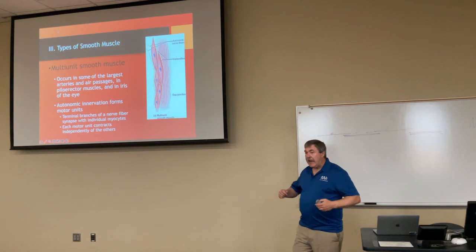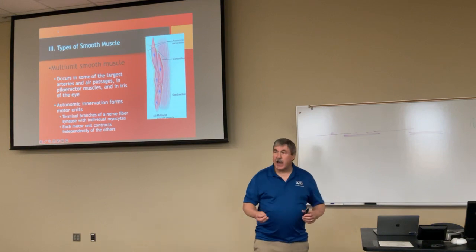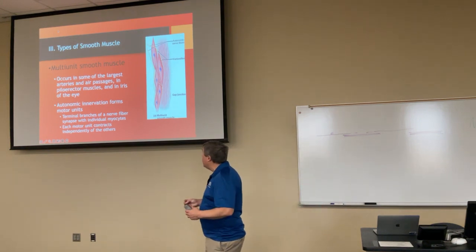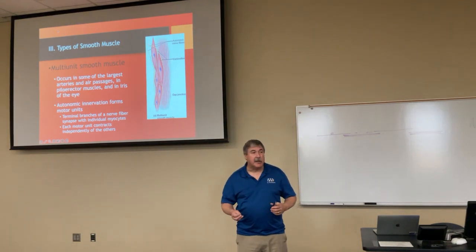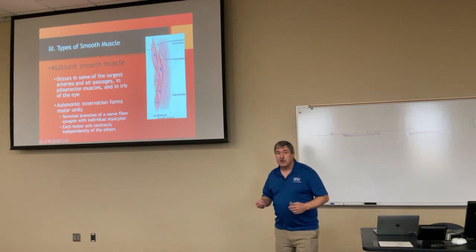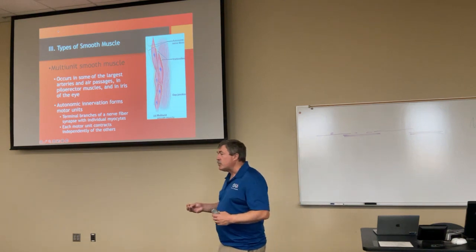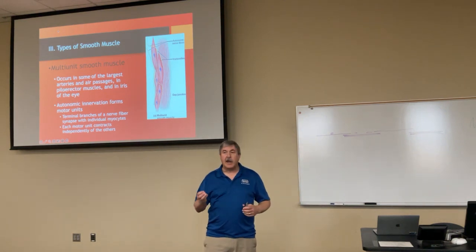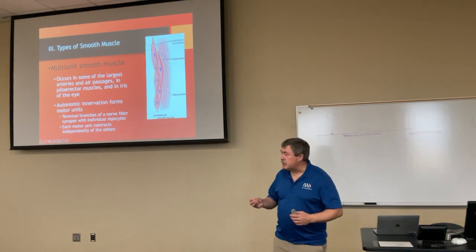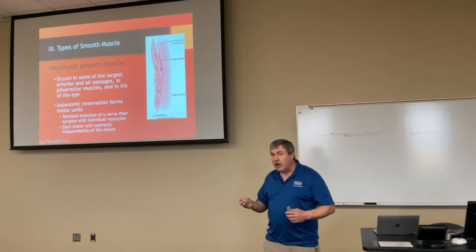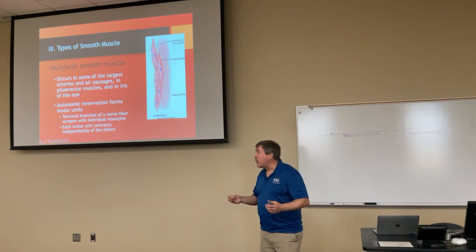Okay, now, as it turns out, there are two different functional types of smooth muscle. The first type, which is probably the least common, is called multi-unit smooth muscle. Multi-unit smooth muscle is found in structures that require a lot of fine control. And multi-unit smooth muscle fibers, or cells, are controlled by motor units. They have to be stimulated by a motor neuron.